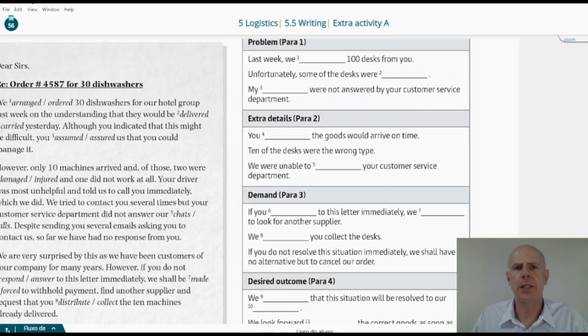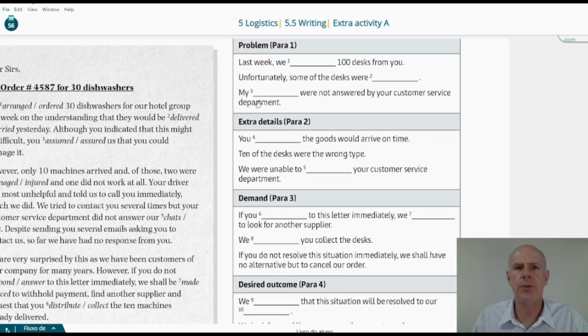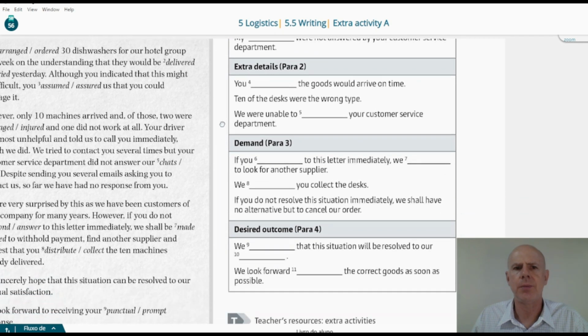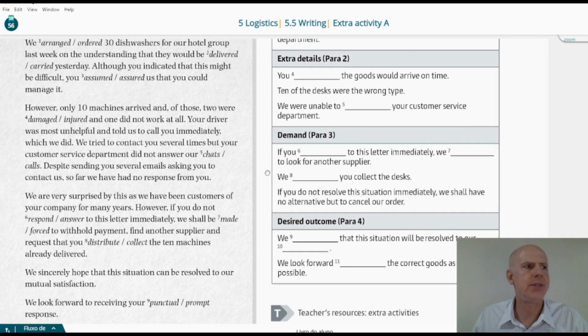We can learn a lot by this. This is a good structure. You state the problem, you give extra details, you show your demands and the desired outcome. Basically, this is it. Very nice.